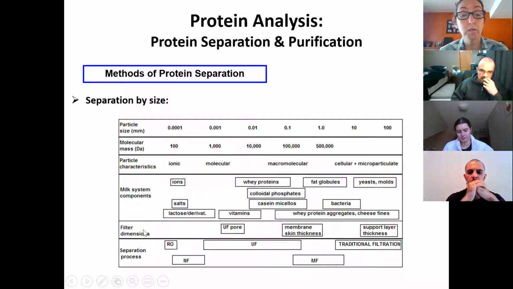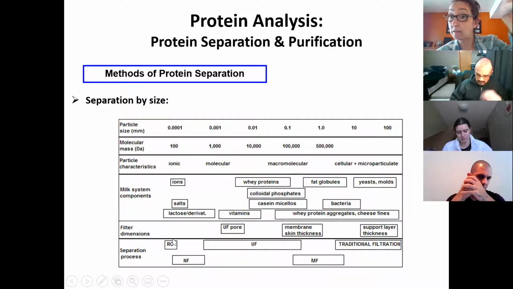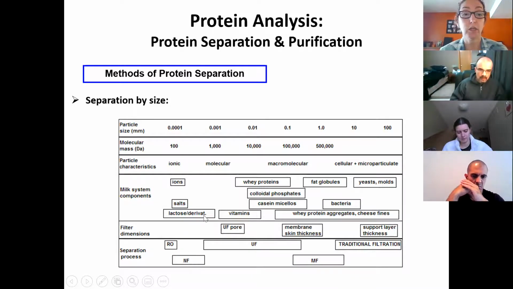So we can do ultrafiltration. We can do reverse osmosis, which will get rid of ions. And nanofiltration, more like salt and lactose. And ultrafiltration also gets rid of salts and lactose and retains the proteins. With microfiltration, proteins can pass through, but fat globules won't pass through, and bacteria cells won't pass through.